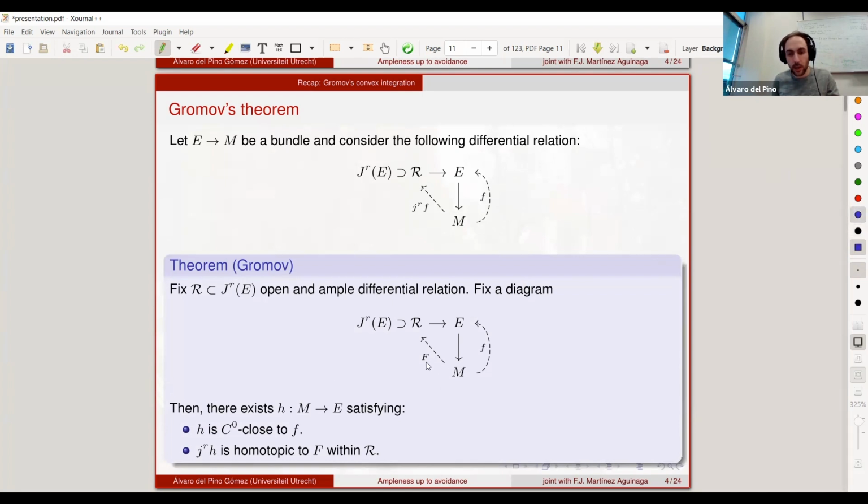So the statement is: here I have big F, here I have little f, which is the zero order part of big F. And what Gromov is proving is that if R is open and ample, and we will discuss this a lot later on, then you can deform little f and big F to some h such that h is close to little f, and the Taylor polynomials of h are homotopic to the big F given to you. Hopefully nobody's scared of this since this has been going on all week.